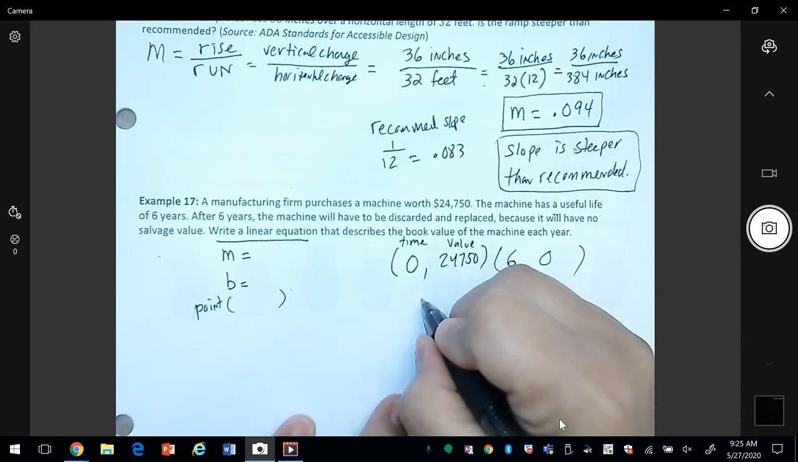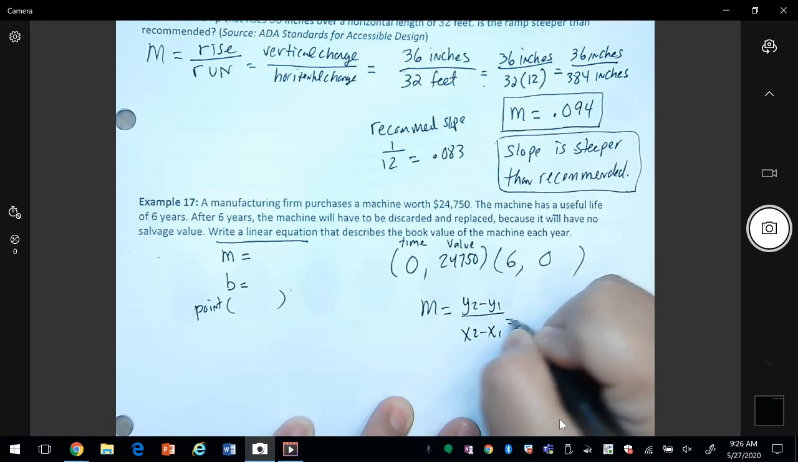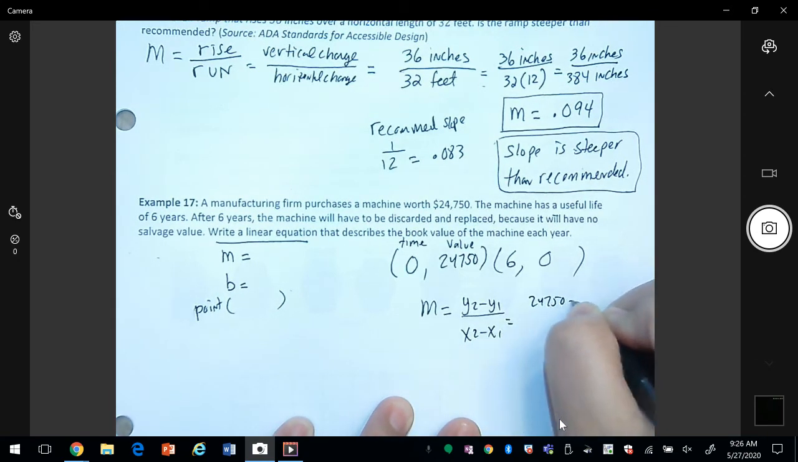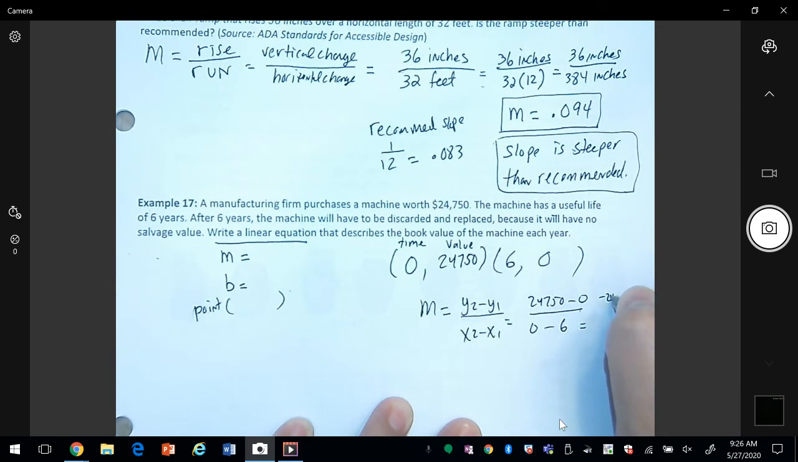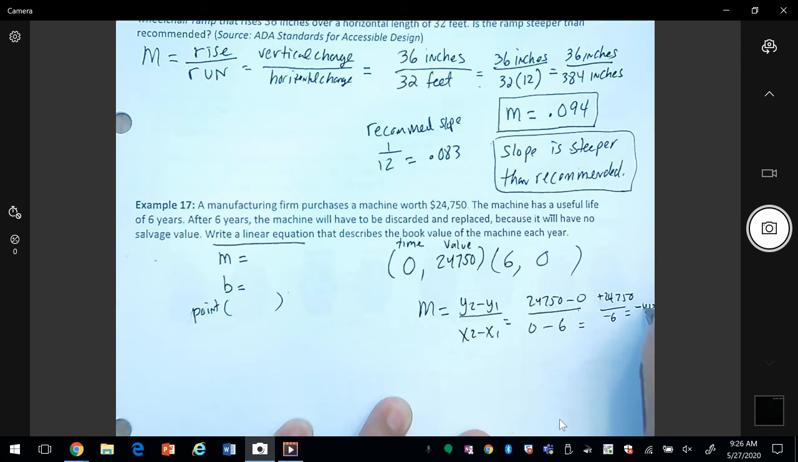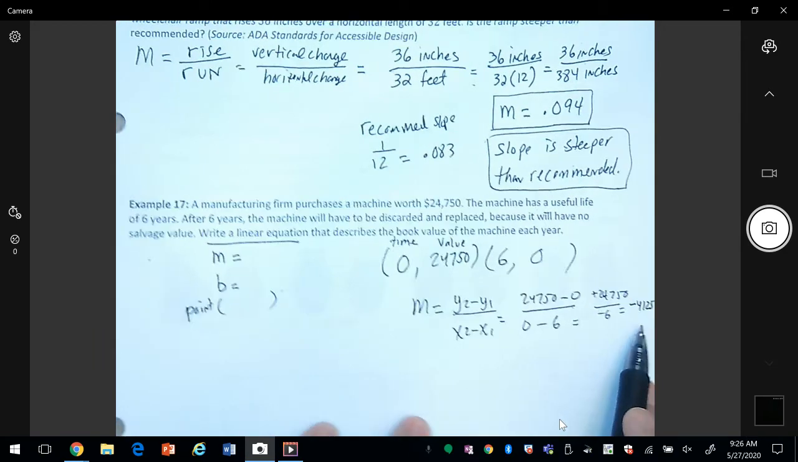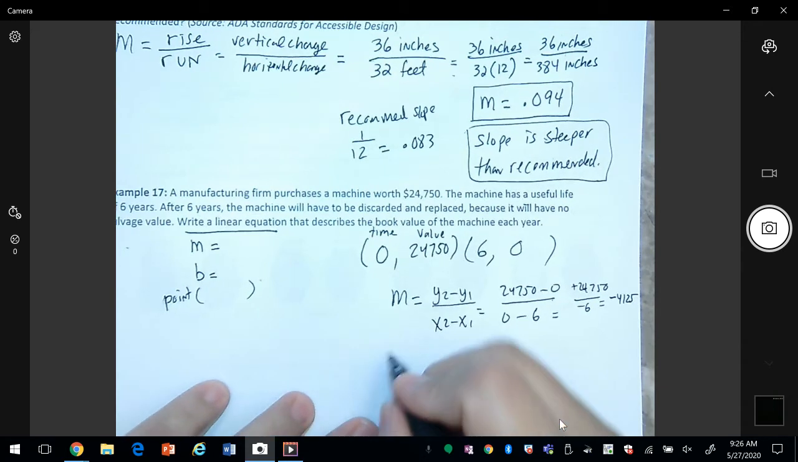So first we can find the slope. So 24,750 minus 0 divided by 0 minus 6. So this gives me negative 4125, which makes sense that it's negative because it's losing value. So each year it's losing $4,125. So now we can write the equation.